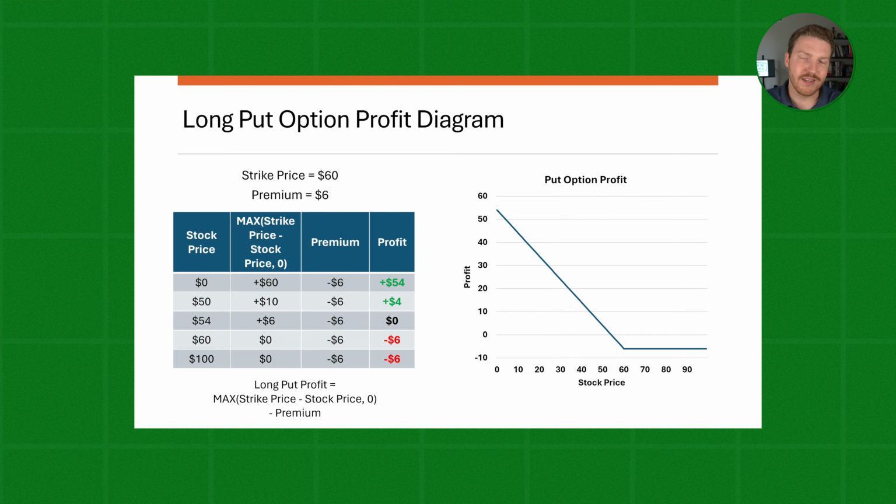Then, if we go look at a situation where the stock price is $50, we are now selling something worth only $50 to someone else for $60. That represents a $10 gain to us. Then we have to subtract the initial $6 that we had paid them up front for a profit of $4. Where we will ultimately break even in this contract is when the stock price is $54, because our gain at expiration of $6 perfectly offsets the premium we initially paid of $6 for a profit of $0.